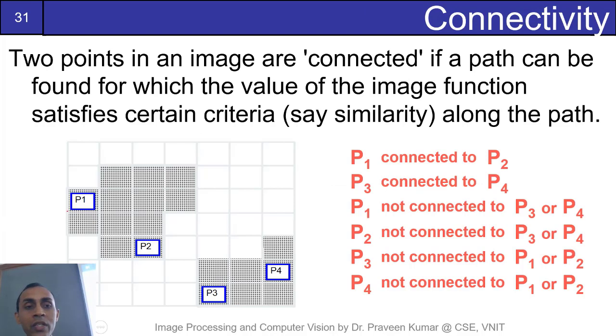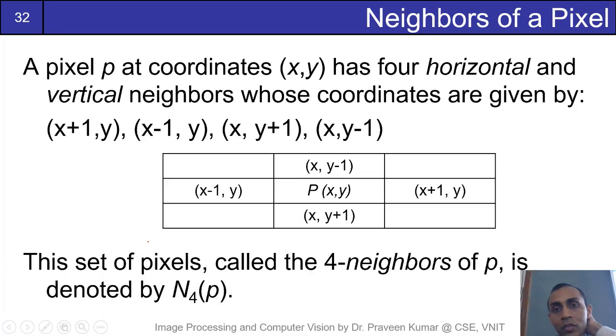Now, to do this, we have to know who is the neighbor of whom. To find a path between P1 and P2, we have to go through the neighbors of each pixel. So how do we define neighbors? There is more than one way we can define neighbors. For a given pixel p at (x, y), we can say that it has four neighbors: the top, bottom, left and right neighbors. These are called the 4-neighbors, denoted by N4(p).